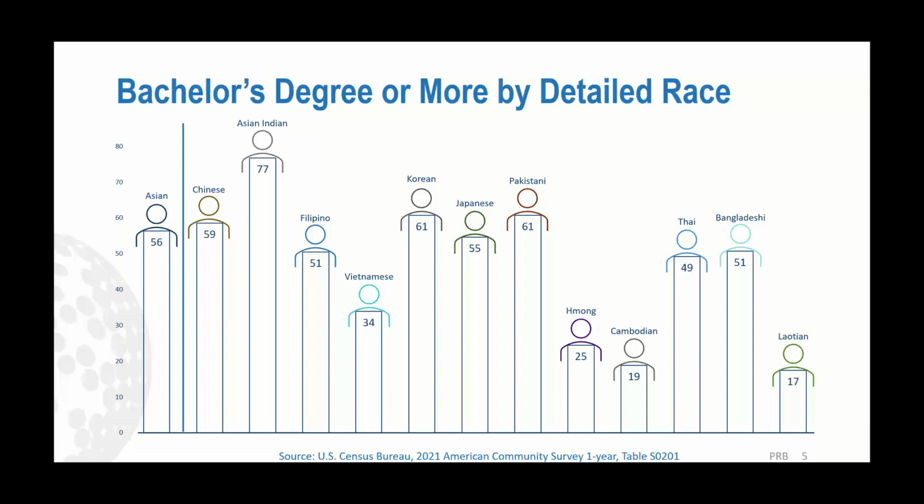Here I am using that same table that Talise just discussed, the S0201 table, to provide data that's been disaggregated by detailed Asian subpopulations. Here we can see in 2021 that, again, 56% of the total Asian population has a bachelor's degree or more, but there's considerable variation across the Asian subgroups.